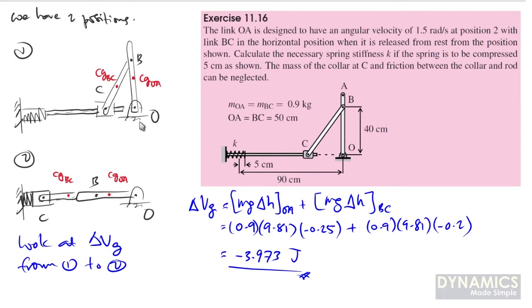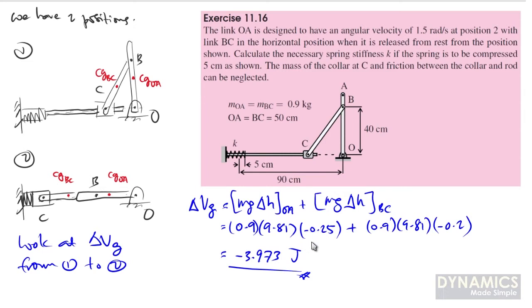Okay, so look at the CG of OA. The CG of OA is changing from a higher position in position 1 to position 2. So the change is negative because the height is reduced. Never mind, that will be counted by the sign of delta H. So for OA, we'll have mg delta H, which is equal to 0.9 times 9.1 times minus 0.25.